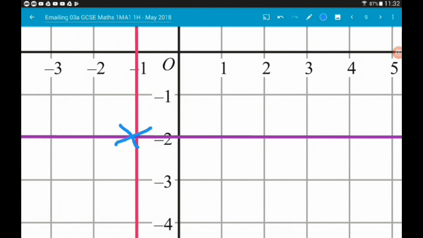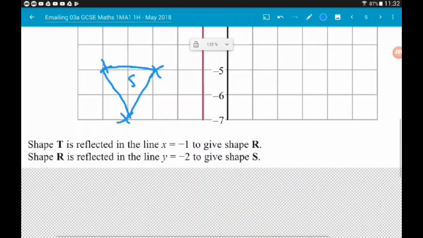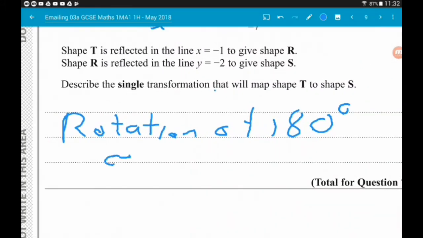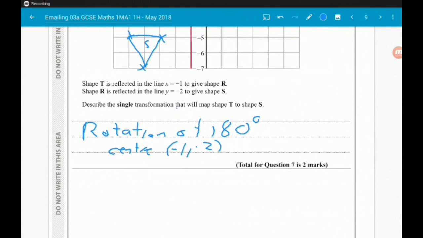So our centre of rotation here is -1, -2. So we then need to say centre -1, minus 2. Good times. So that's the answer that I would go for. I think that's the easiest one to see.